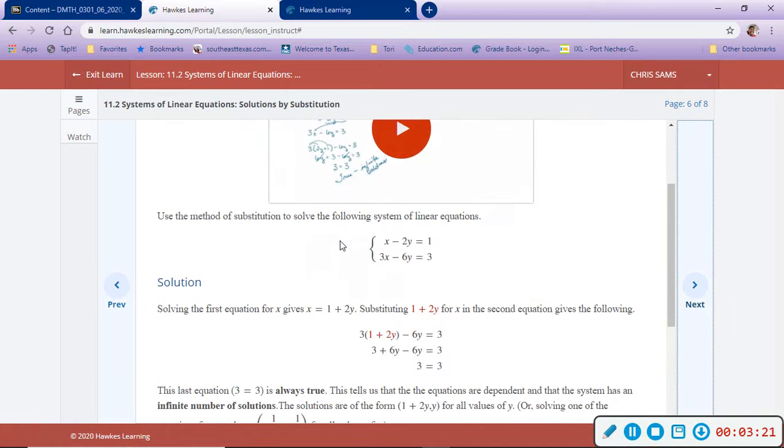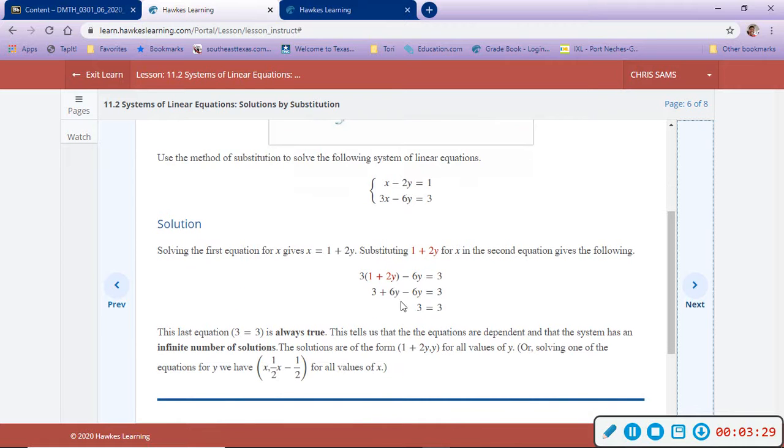However, in another scenario, if you plugged in, solved, and your variable canceled out, whether it be x or y, and then you ended up with something that was true, like 3 equals 3, then that means you have an infinite number of solutions, and that means that these would be the same line.